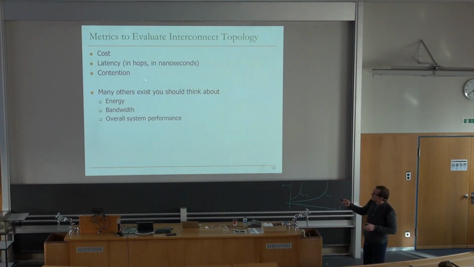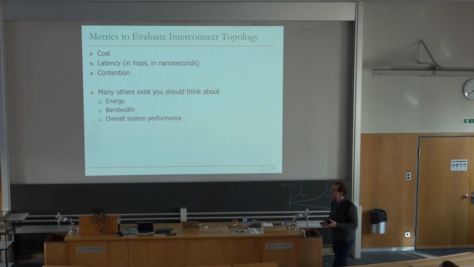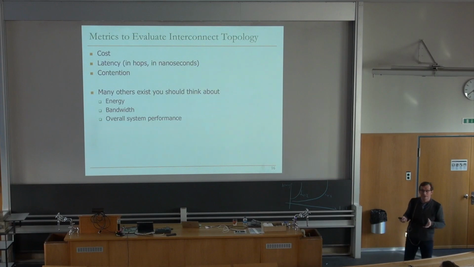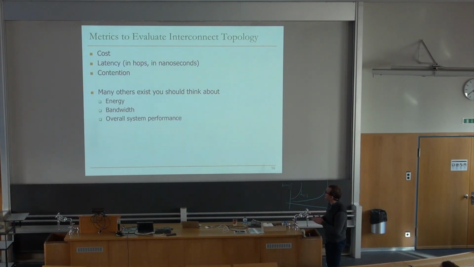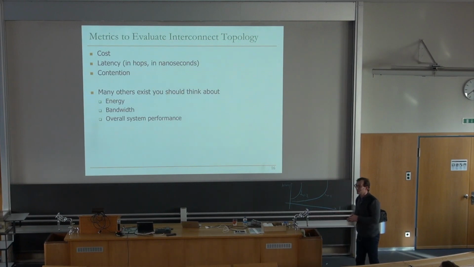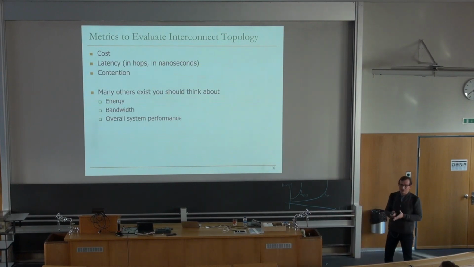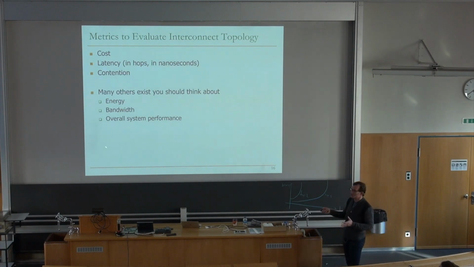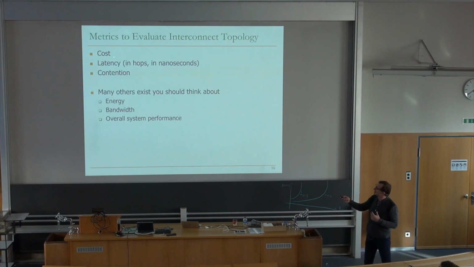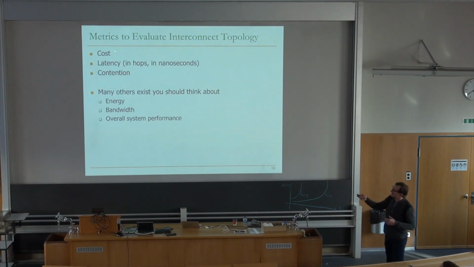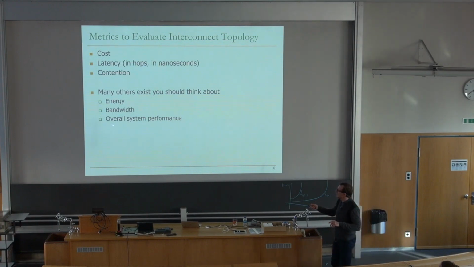So contention is also important, how much contention happens because of the way switches are wired together, essentially the topology. And topology very much affects contention. There are also many others that exist that you should think about, like energy, bandwidth, overall system performance. Of course, now this becomes more fuzzy in the sense that it becomes a lot more workload dependent. These metrics are easier to determine without thinking too much about workloads, but these metrics are harder to determine without thinking about workloads.